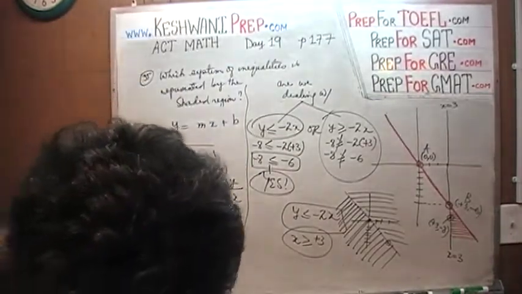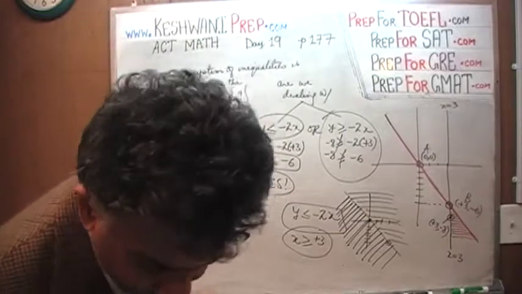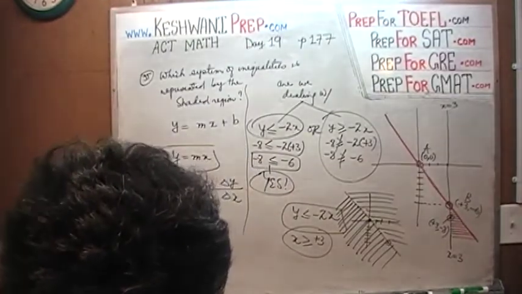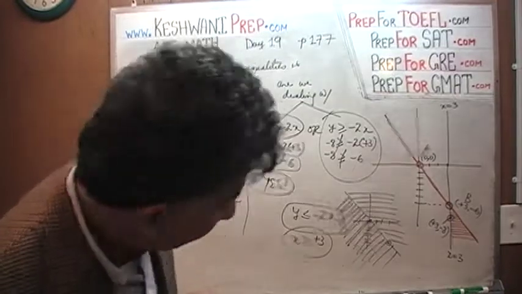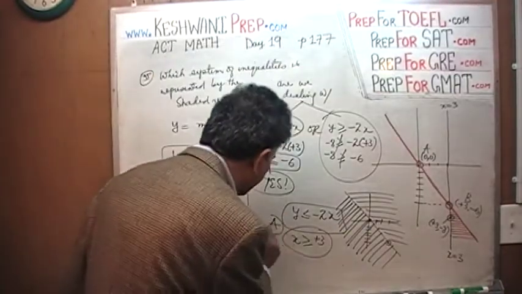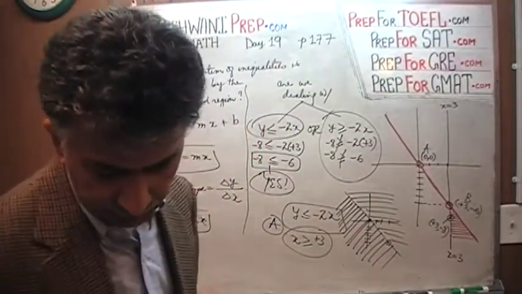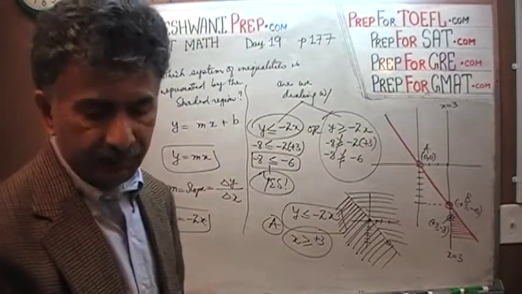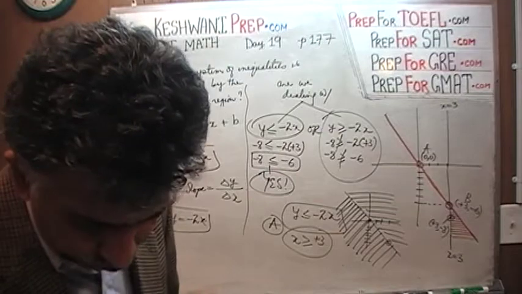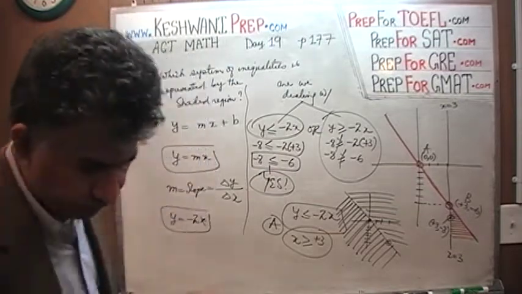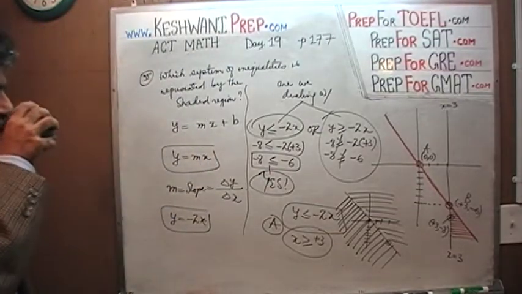Let's look at the answer choices. So we're looking for y is less than or equal to negative 2x and x is greater than or equal to positive 3, and that's answer choice A. Turns out the very first answer choice is the one that works. And that's it, we're done. Let's move on then. Let's go to the next one, number 56.